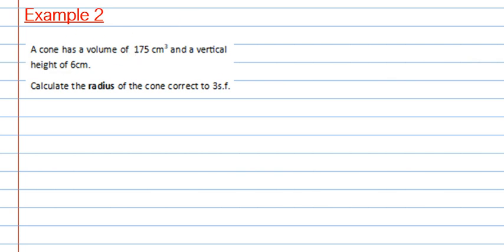Here we have the volume. Okay, we have the height, and we're looking for the radius, and we must round our answer to 3 significant figures. Let's code the formula. So the formula is volume V equals pi r squared h over 3.